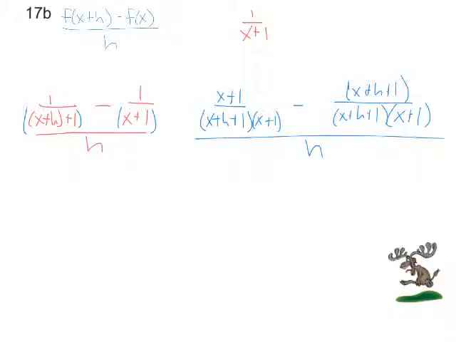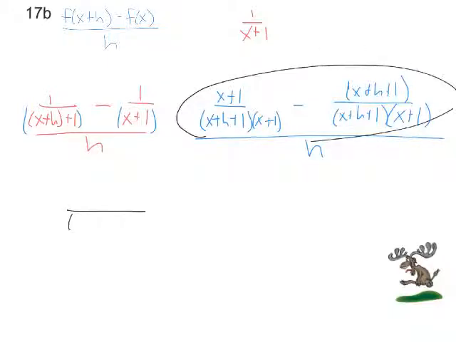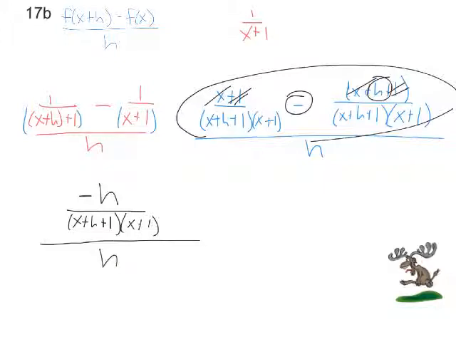Now that we have a common denominator for our two fractions in the numerator, we can combine them into a single fraction. So that single fraction has the denominator x plus h plus 1 times x plus 1, and in the numerator, the x minus x cancels, the 1 minus 1 cancels, and we're left with just an h on top, and there's the negative in front of it, so we need to subtract it. So there's our numerator simplified, and that's all divided by h.